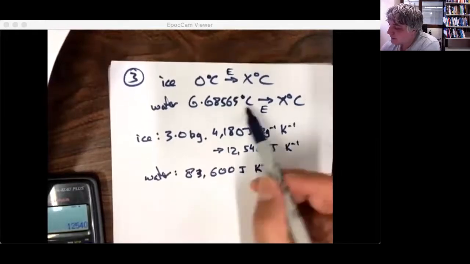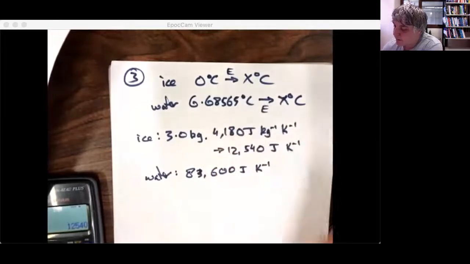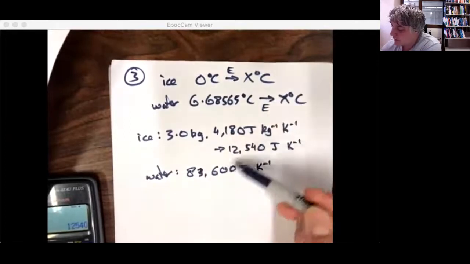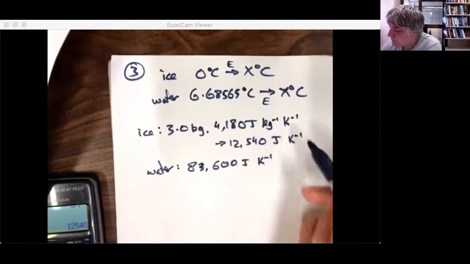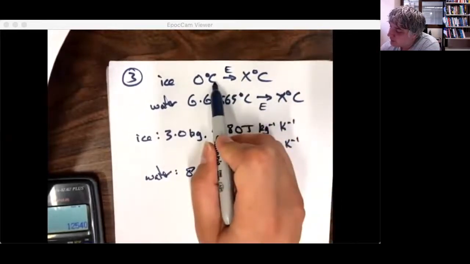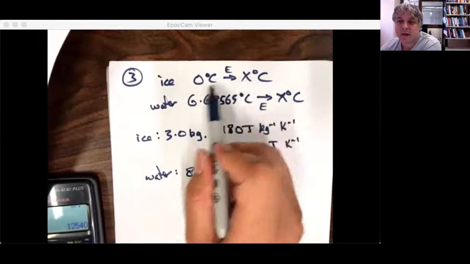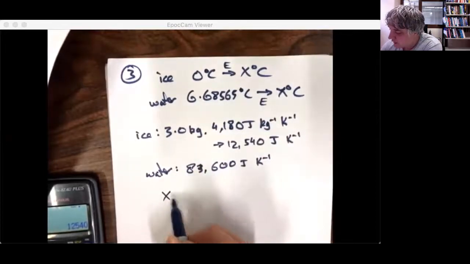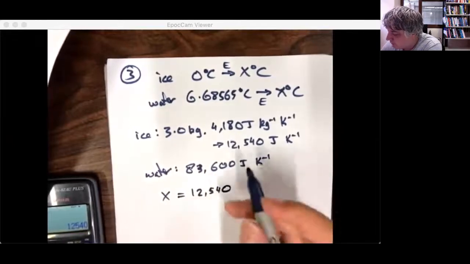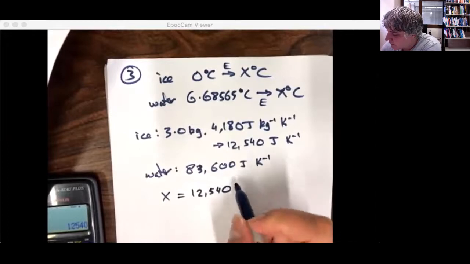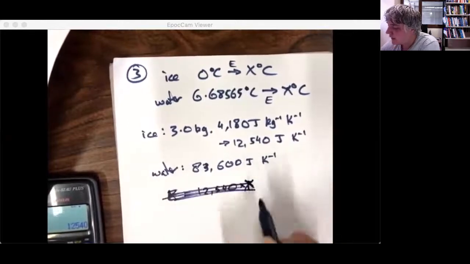And so now we know that the amount of energy that the water gives off has to be the amount the ice absorbs, and we know that this is how much energy will cause that change in temperature. So the temperature change for the ice is going to be X. It's going to go up by X degrees Celsius. So we know that E is equal to 12,540 times X. I'm going to write that again because I made a mess of it.